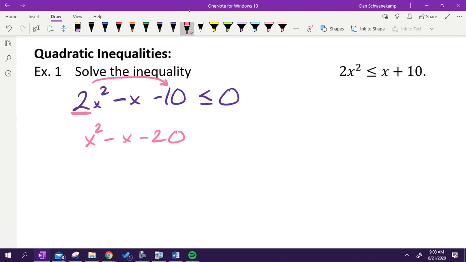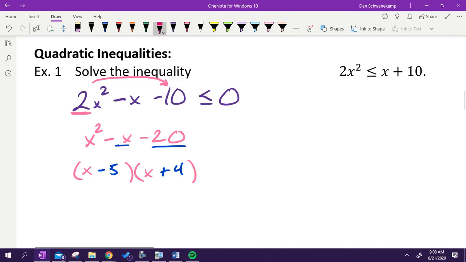Once I've done that, then I'm going to just factor like normal. So I'm looking for two numbers that multiply together to get me 20, and they add to get negative 1: negative 5 and positive 4. We factored like normal, then the last thing I have to do is pay back.